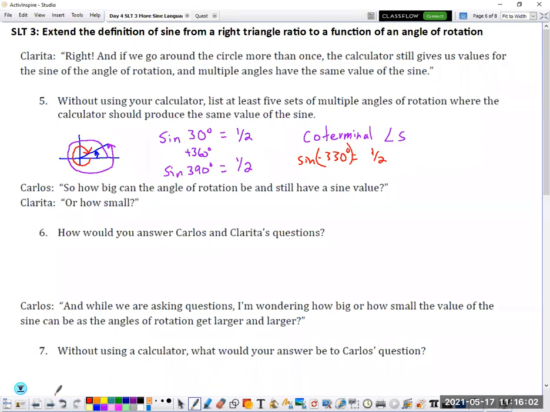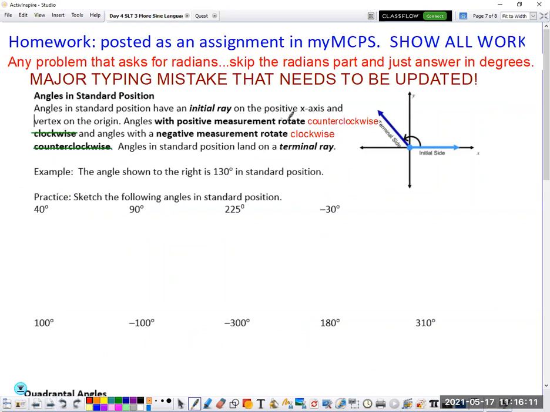Ladies and gentlemen, we have covered a ton of vocabulary today. All right. I want everyone to make sure that for tonight's homework, you've made this correction. I want good sketches. This is tonight's homework. Snap a picture.